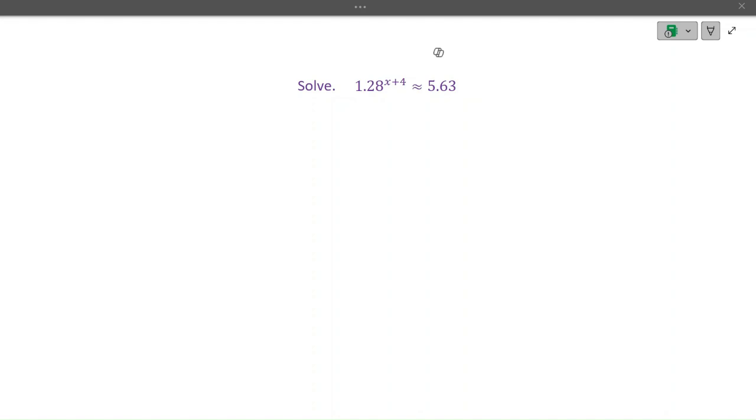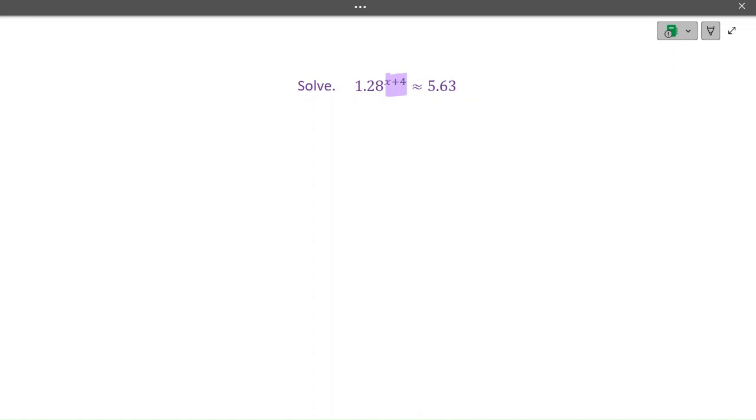Let's try our second equation, which is a little different than the one we just solved. You're going to notice we have an unknown exponent still, but inside that unknown exponent is a plus 4. So it's x plus 4. So the good news is we solve this in the same way that we solved the last equation. We just have one additional step.